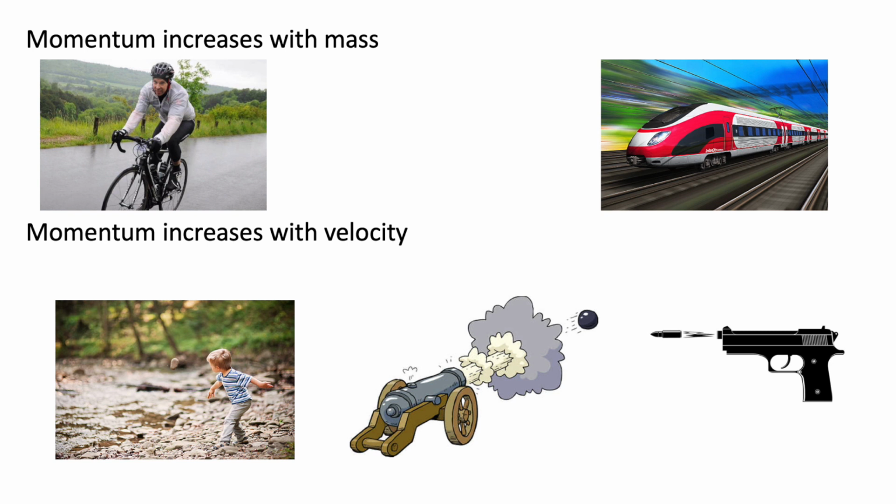Momentum increases with mass. You can see a bicycle and a moving train. Even if they possess the same velocity, the train possesses more momentum because of its mass. Now in the bottom you can see a boy throwing a stone and a bullet firing from a gun. Even though the mass of the bullet is very small, the velocity is very high, so it possesses more momentum.